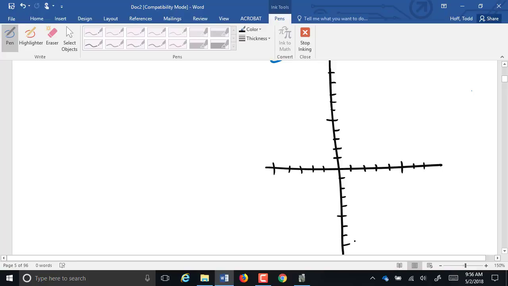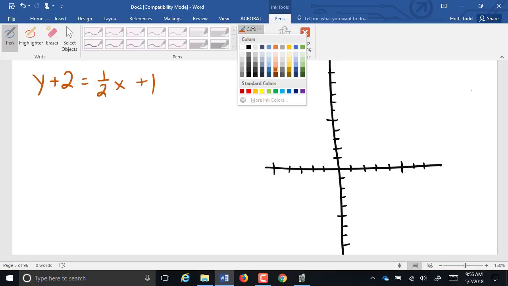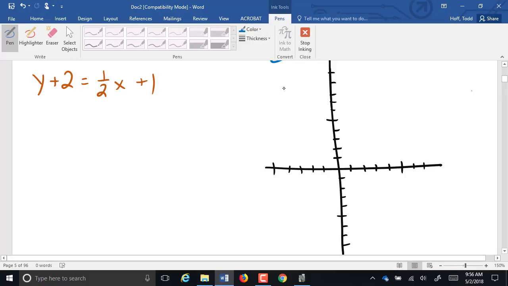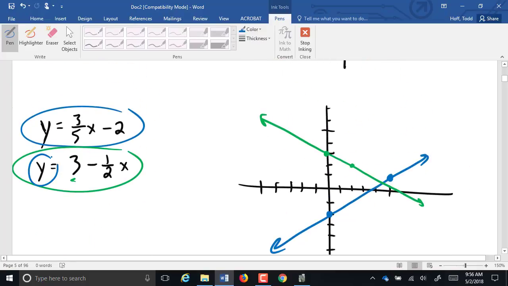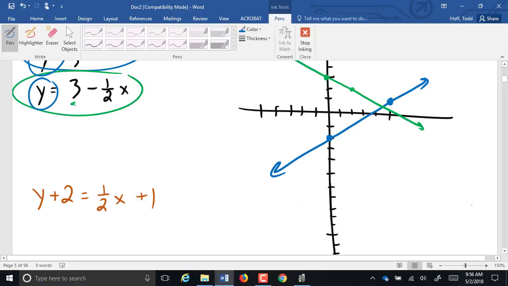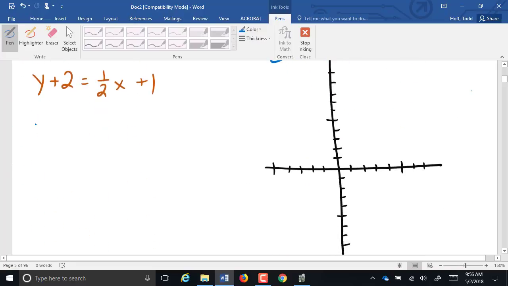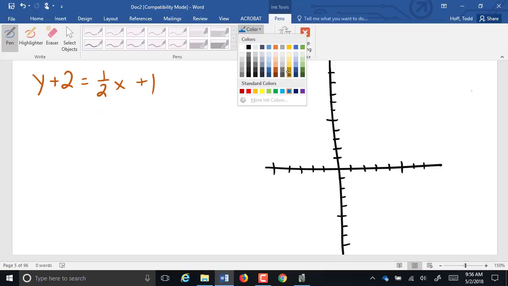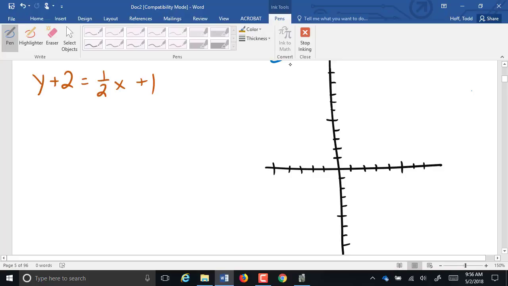So let's say we have y plus 2 equals 1/2 x plus 1. All the equations we saw up above had what in common? Yeah, they were y equals. Nothing else over there with the y. This one's y plus 2. We can't have that. We have to get rid of that plus 2. It's just not going to work for us. So how do we get rid of it?